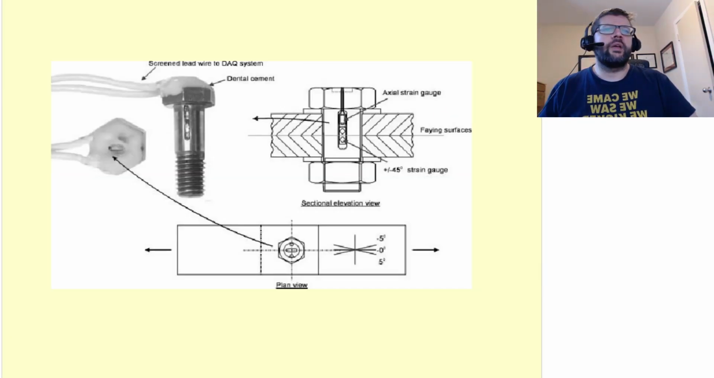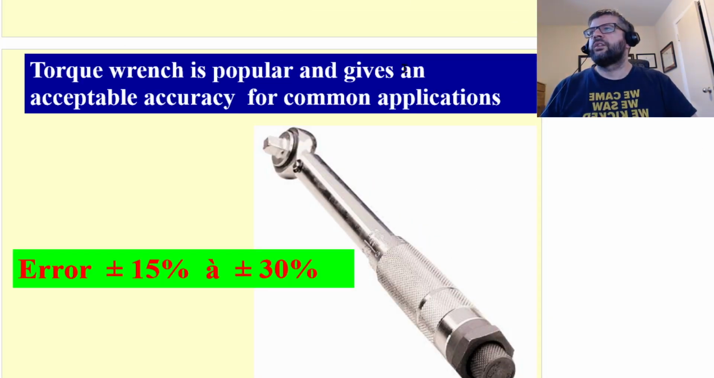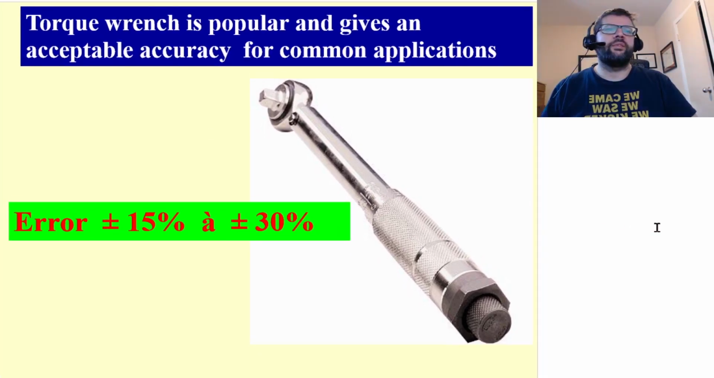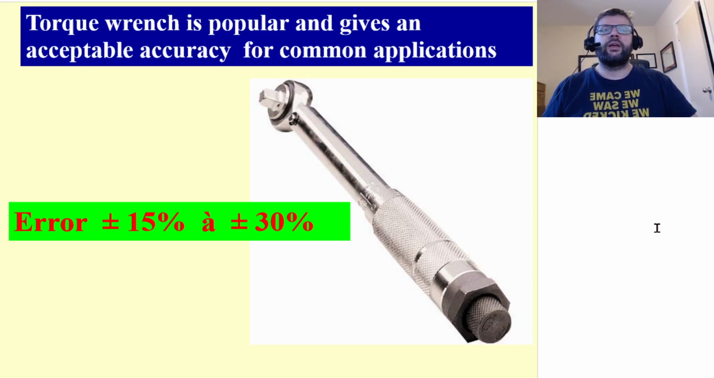Here's an example of a bolt that has an axial strain gauge implanted in it, so that allows precise measurement of exactly how much you tightened it up to. Having said that, most of the time we don't bother with that, so we use a torque wrench. It gives a reasonably accurate estimate of how much you tightened it up to, again, plus or minus 15 to 30%.